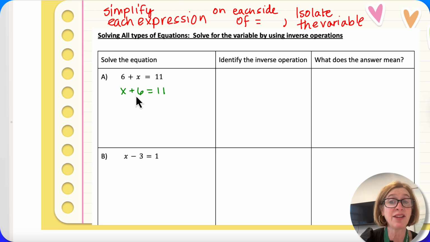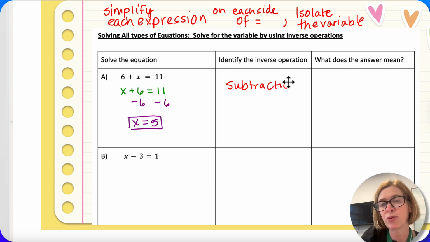So to get it to the other side, we call that balancing the equation. We have to use the inverse operation. So I would have to subtract 6 from both sides because whatever you do to one side, you have to do to the other. That gives me x equals 5. So what was the inverse operation that we used? Subtraction.